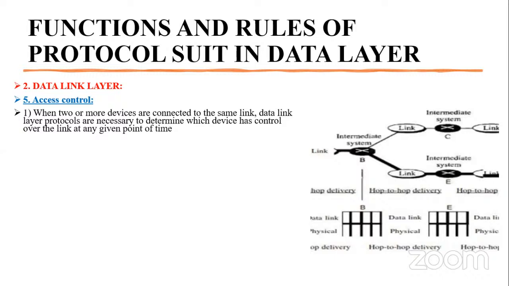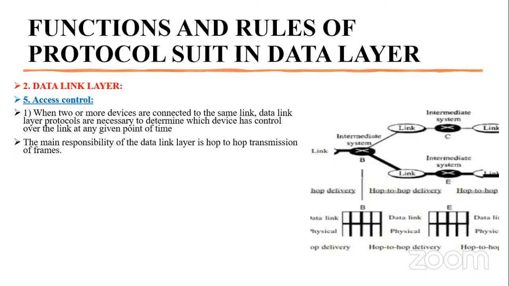So which devices should access the information? That will be a device: at what time, which information goes to which device, which device should access which information. That will be called access control. A device has to access something, and that access control can be taken care of by the data link layer.